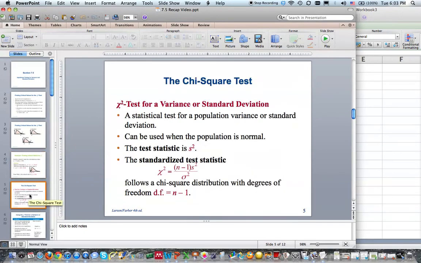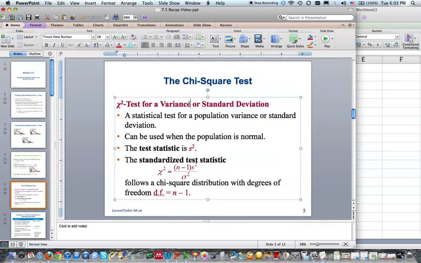Now, here's our steps for our chi-square test. We need to identify our different information. So first, we need to know what our test statistic is. Well, it's S squared in this case because we're doing standard deviation and variance. Now we know this is variance, so if we need to find standard deviation, we have to take the square root. Okay? Now the test statistic is S squared.